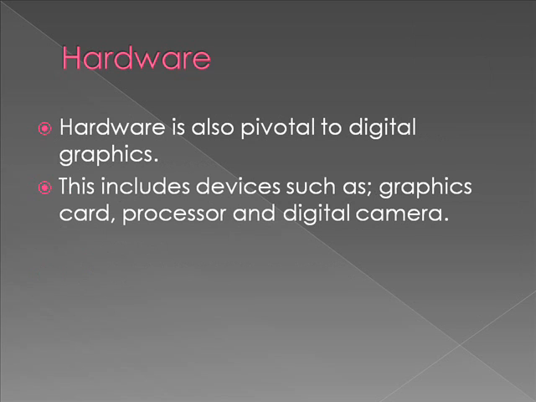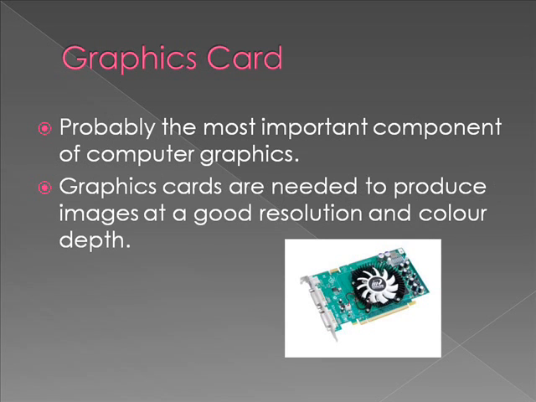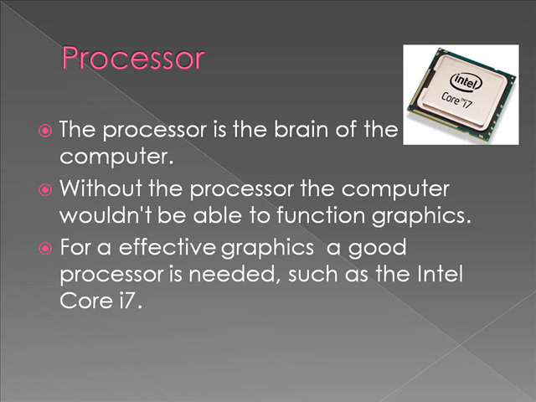Hardware refers to components that will be needed in digital graphics. This includes the graphics card, processor, and a digital camera. The graphics card is an important component of computer graphics because without it, images would be displayed of a poor quality. Graphics cards are needed to produce a display at a resolution and color depth that meets the needs of the user. The processor carries out all the basic functions of the computer. As a result of this, without it, digital graphics wouldn't be able to function.